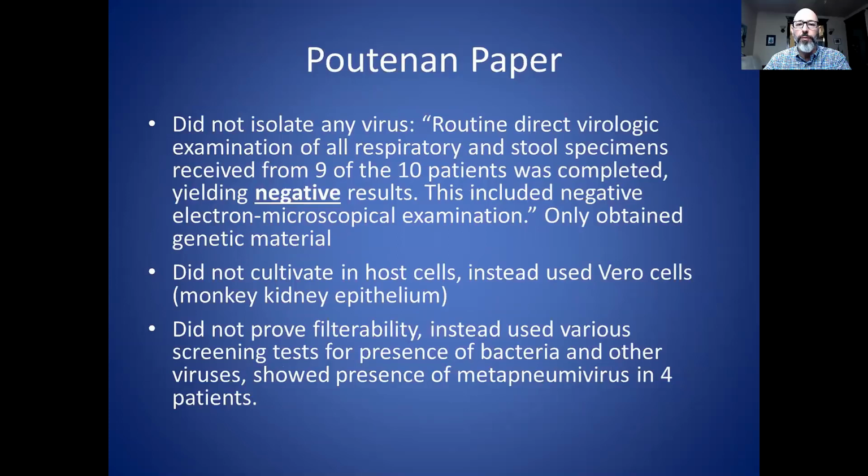And here's a quote from the article: "Routine direct virologic examination of all respiratory and stool specimens received from 9 of the 10 patients was completed, yielding negative results. This included negative electron microscopical examination." So they actually followed the right procedure here: they took the lung and stool specimens in this case and actually did try to purify those and look at those under a microscope, but they did not see anything. So that was a negative isolation.